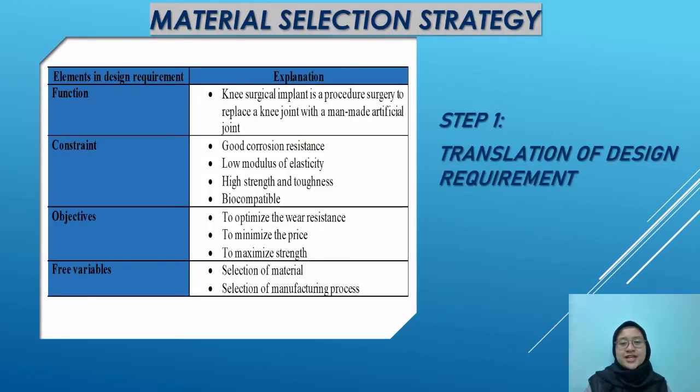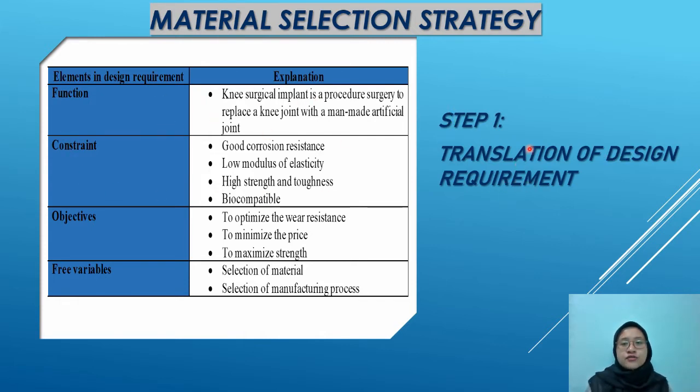My name is Shafika and I will present about the material selection strategy. It is a process of selecting material for the design of a product. There are 4 steps of the material selection strategy. Step 1 is translation of design requirements.